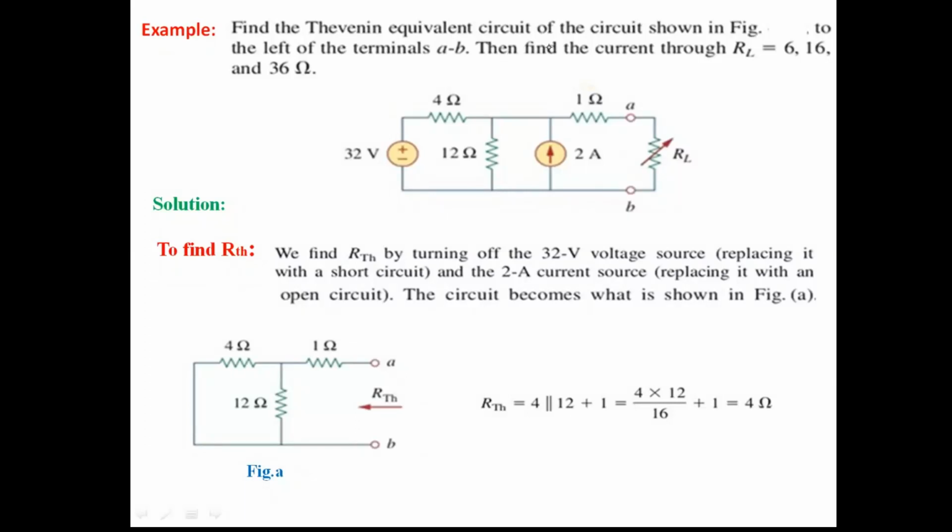Find the Thevenin's equivalent of the circuit shown in the figure below, to the left of the terminals A and B. Then find the current through RL when the RL value is 6, 16, and 36 ohms. So this is the circuit that is given here.